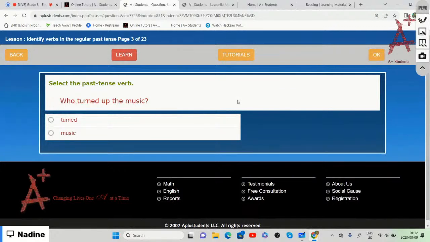Who turned up the music? Right? Is it turned or is it music? That's the past tense verb. All right, so if we select the past tense verb, then we can say turned, right?